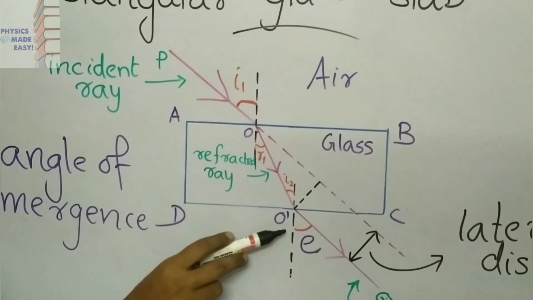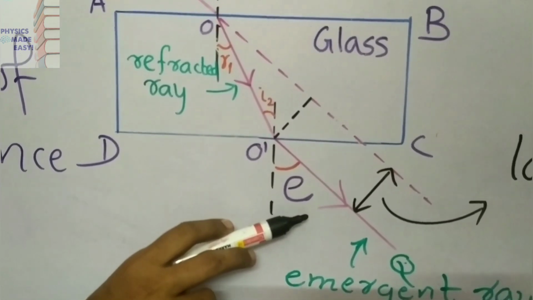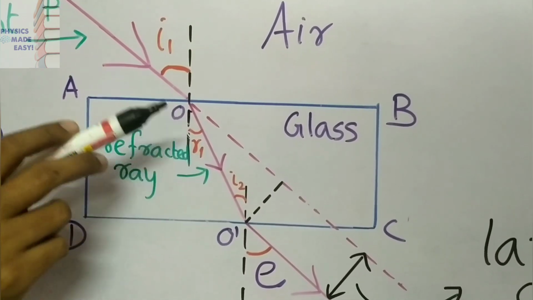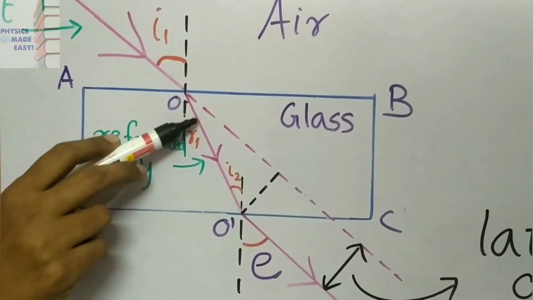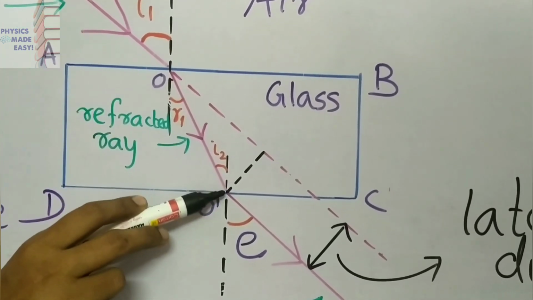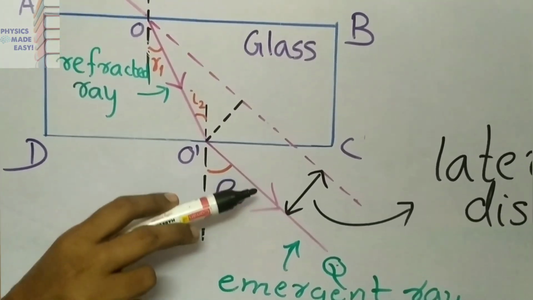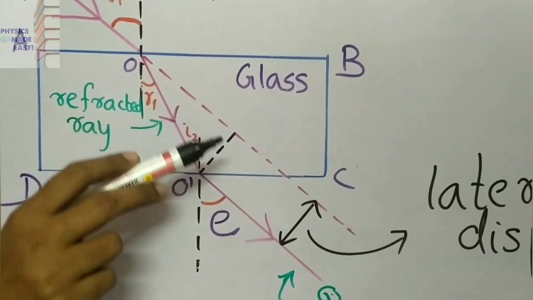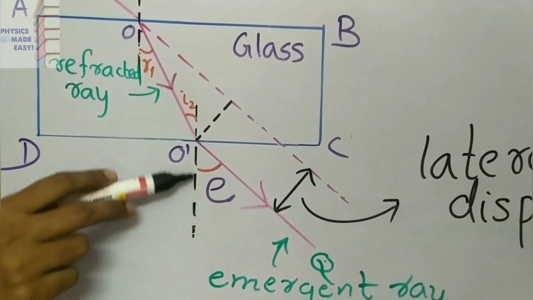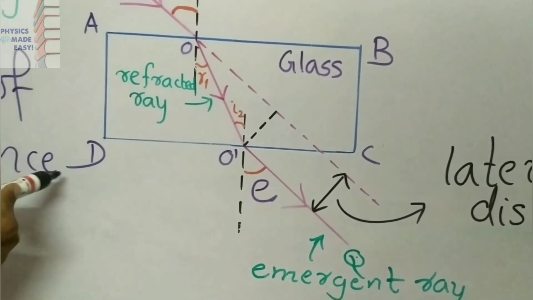Children, now here you can see instead of R2 I wrote E. Why? The angle of incidence is the angle between the incident ray and the normal. Here the angle of refraction is R1, that is the angle between the normal and the refracted ray. I told you we can call this ray the emergent ray, because the ray is emerging from the glass slab. So this angle, the angle between the normal and the emergent ray, we call the angle of emergence.